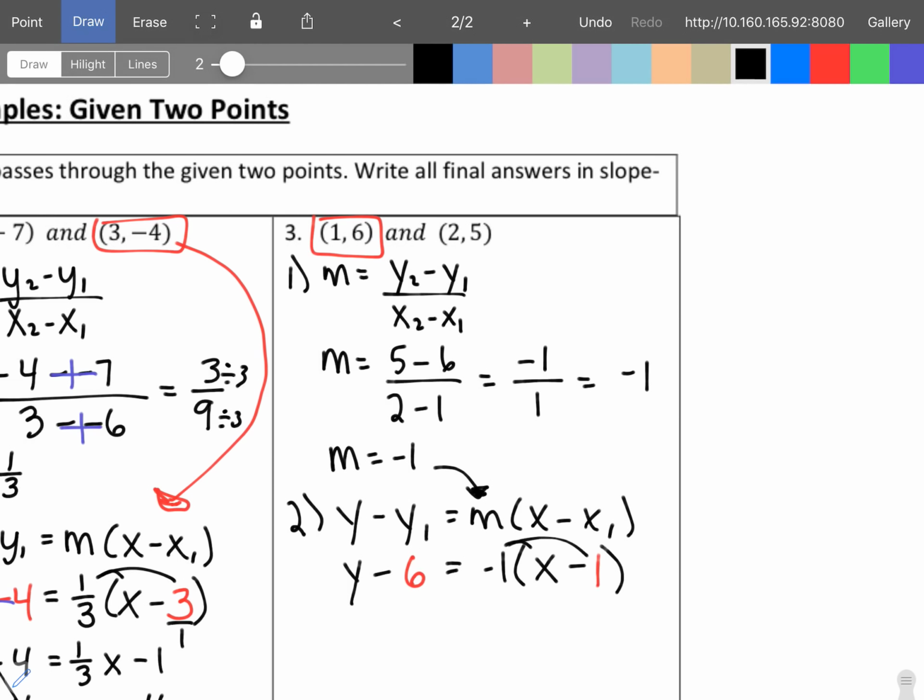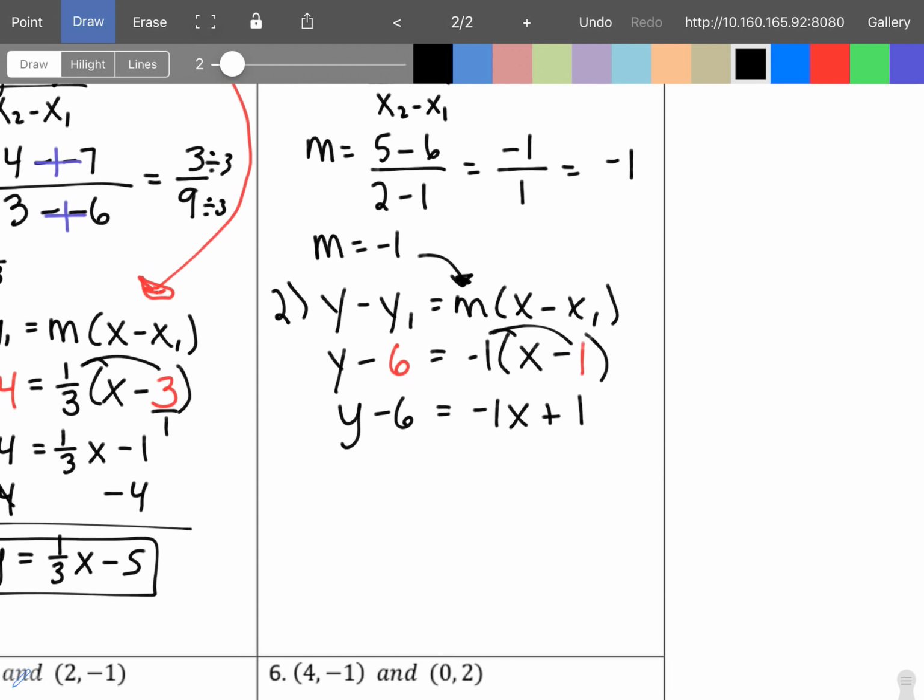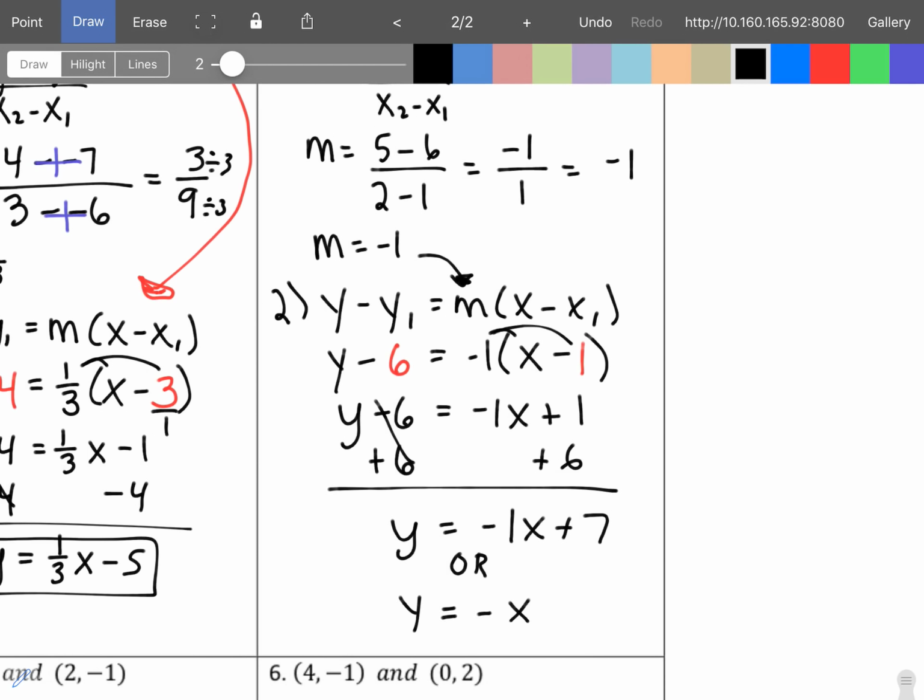And then I distribute. So y minus 6 equals negative 1x. Negative 1 times negative 1 is a positive 1. Add 6 to both sides. y equals negative 1x plus 7, or you could say y equals negative x plus 7.